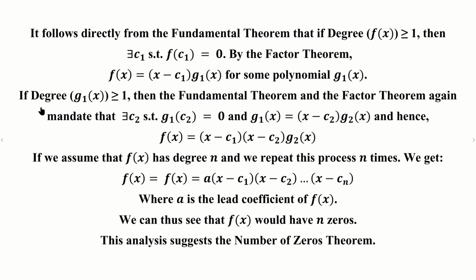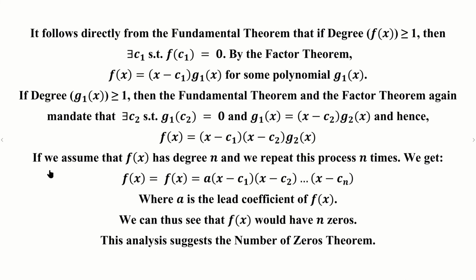Now, what if that happens to have a degree greater than or equal to 1 as well? Then the fundamental theorem and the factor theorem again mandate that there should be some other constant c2, such that g1 of c2 is 0 and g1 of x becomes quantity x minus c2 times g2 of x, right? So now we should be able to write f of x as quantity x minus c1 times g1 of x, which is now this. So times quantity x minus c2 times g2 of x.